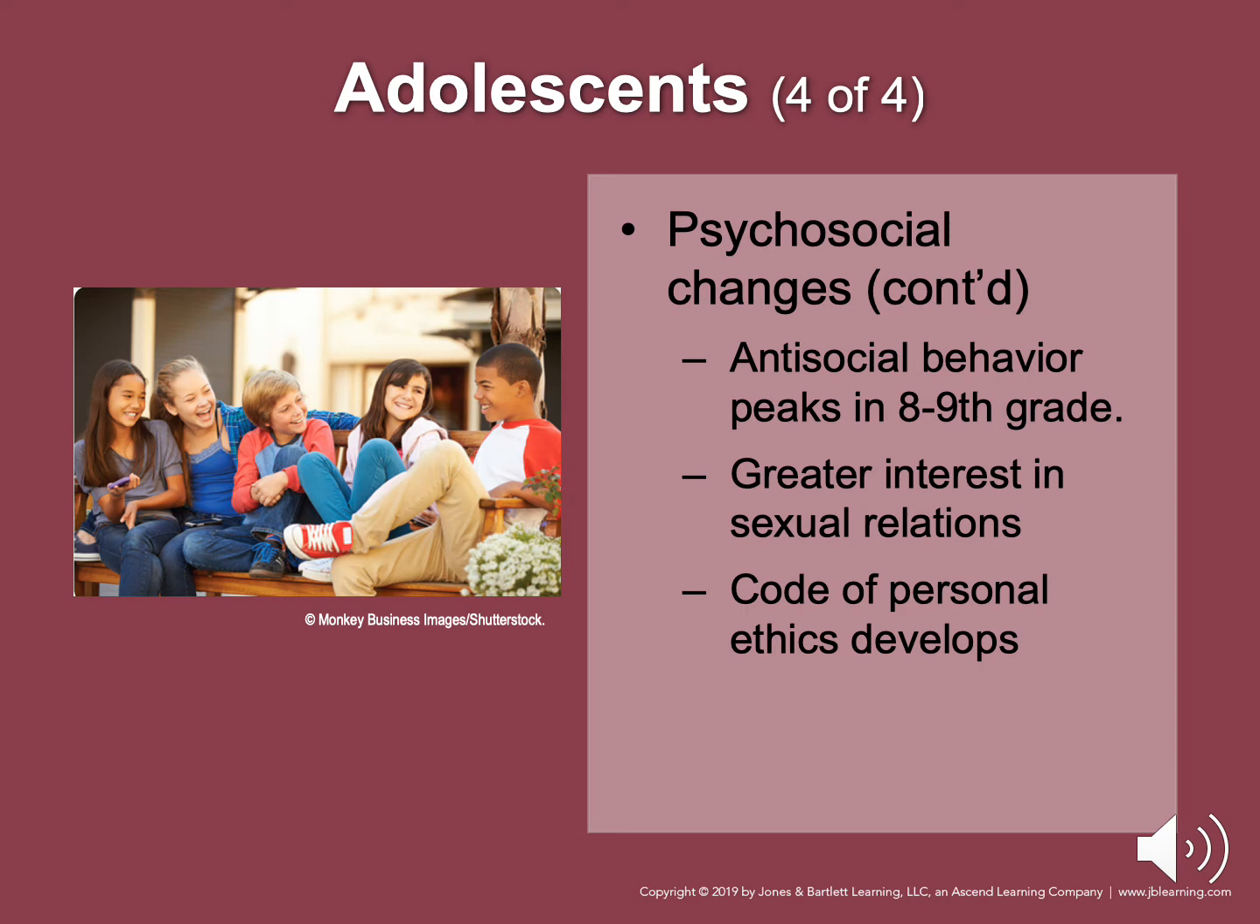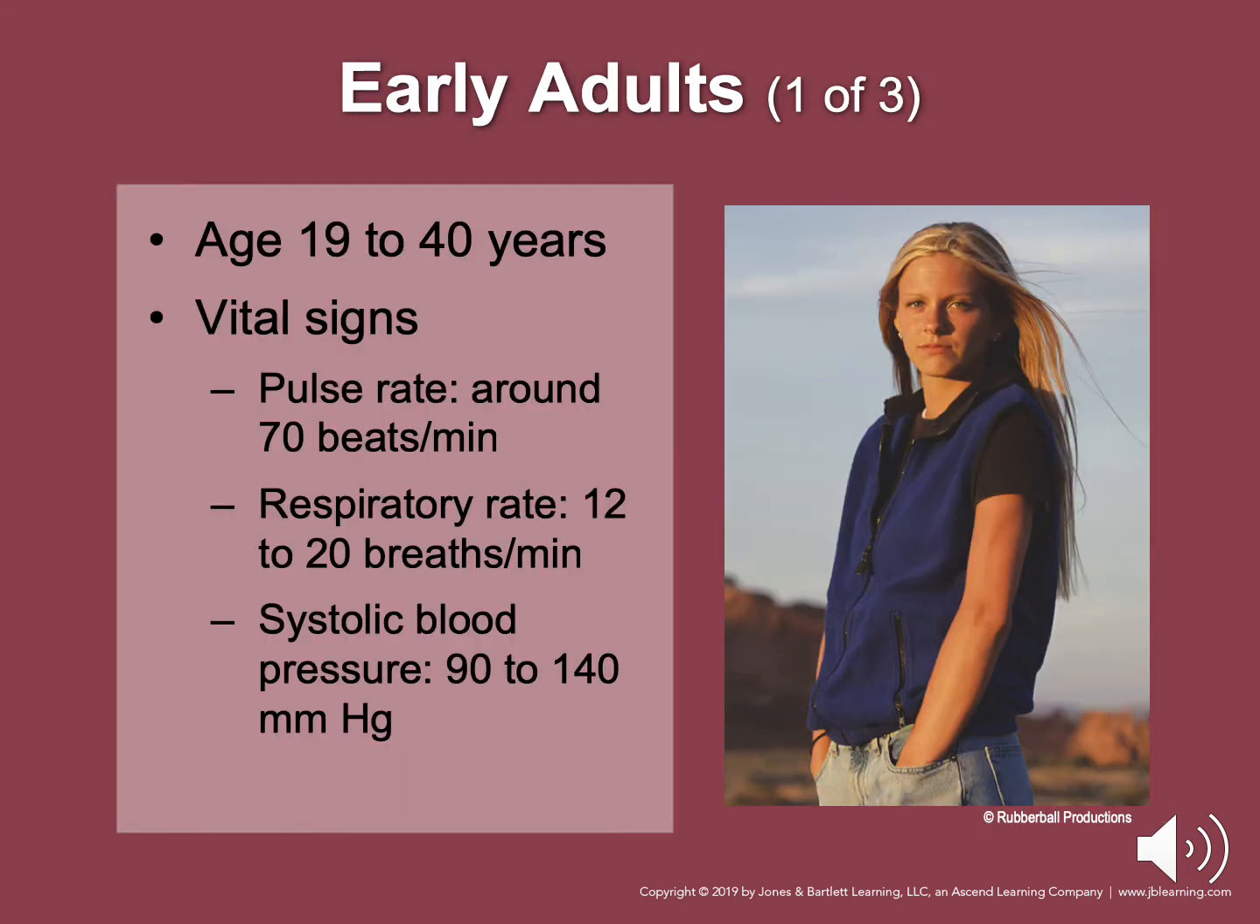A code of personal ethics develops based partly on parents' ethics and values and partly on the influence of the adult adolescent environment. So they get it from both ways, both from peers and adults, so they are at higher risk than other populations for suicide and depression. All right, the adult years. Pulse rate remains around 70. Respiratory rate 12 to 20. Systolic blood pressure anywhere between 90 to 140.